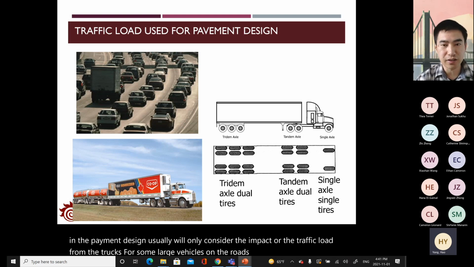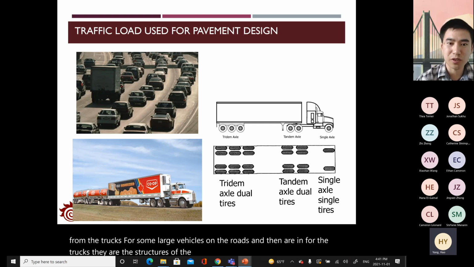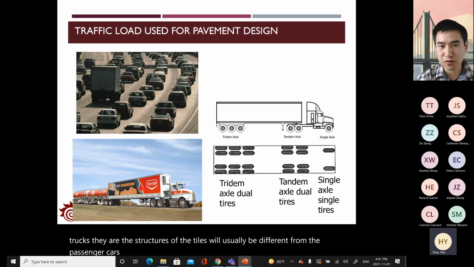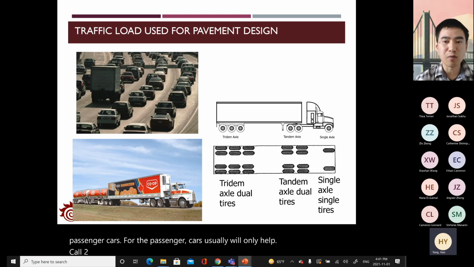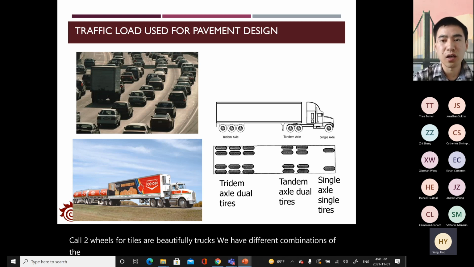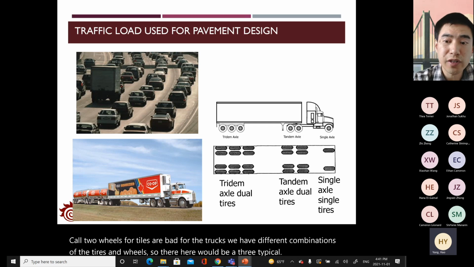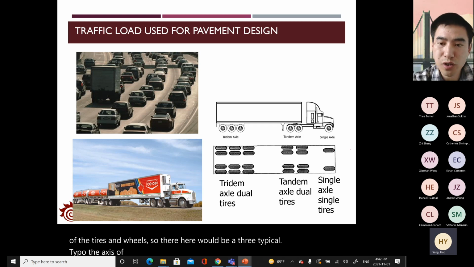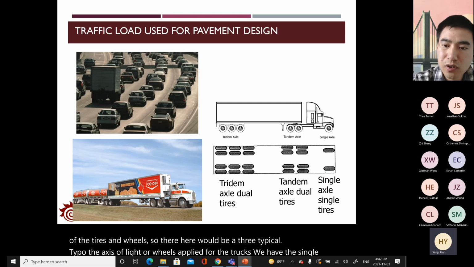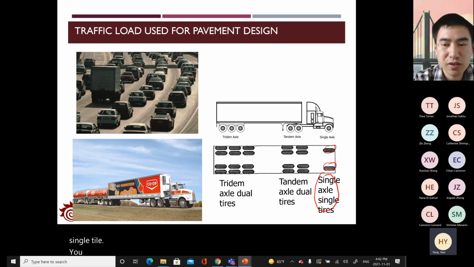And then for the trucks, the structures of the tires will usually be different from the passenger cars. For the passenger cars, usually will only have 2 wheels, 4 tires. But for the trucks, we have different combinations of the tires and wheels. So here would be 3 typical types of the axles or wheels applied for the trucks. We have the single axle, single tire, where we only have 2 tires on each side with only 1 axle.